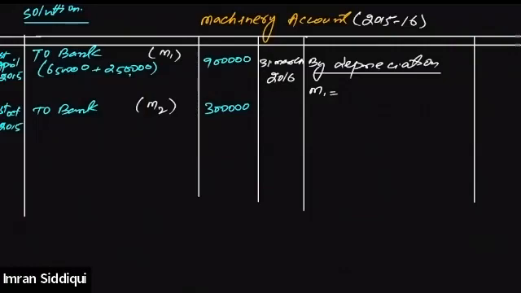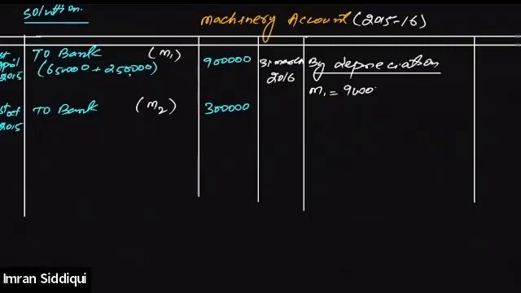Since this machine was bought on 1st of April 2015, the period of holding for this machine is 12 months. We'll apply the depreciation starting from April till the 31st of March. So from 1st of April till 31st of March, how many months are there? 12 months. So on the first machinery, we will apply the depreciation for the entire 1 year period.